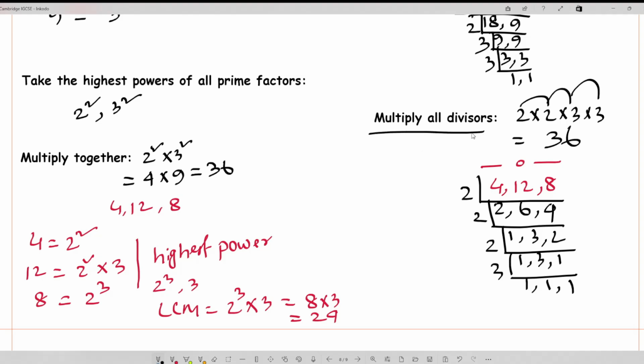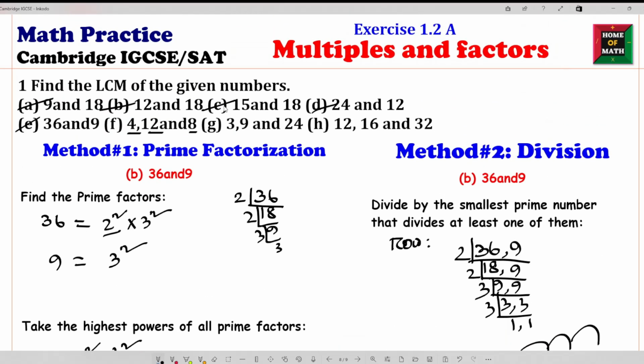So multiply all divisors. LCM equals 2 times 2 times 2 times 3. So 2 times 2 is 4, 4 times 2 is 8, 8 times 3 is 24. This is our answer. So number F is done. Now number G and number H.